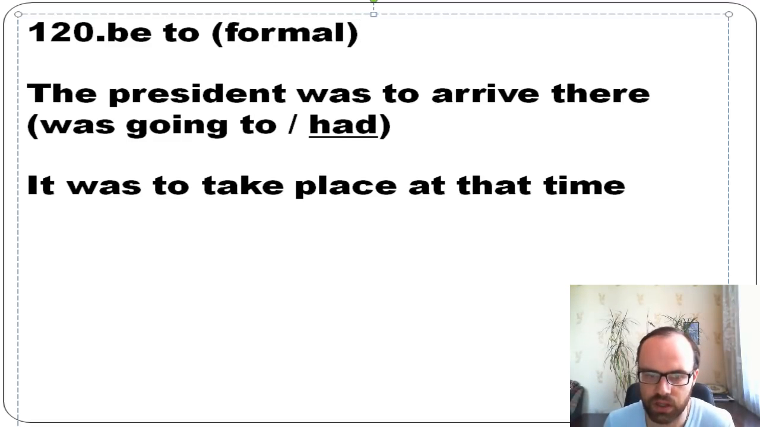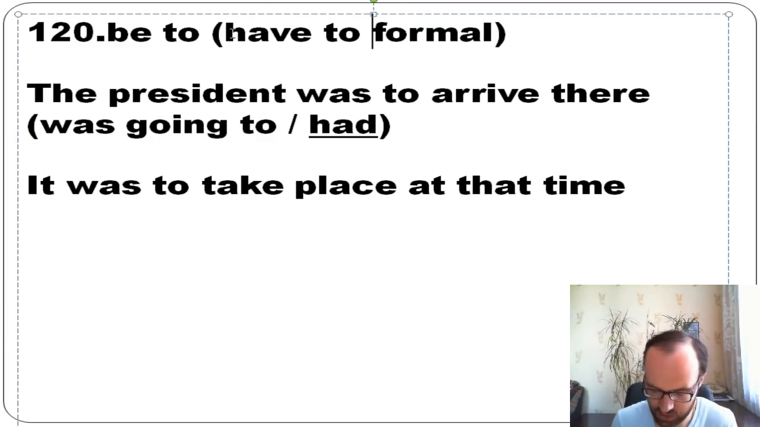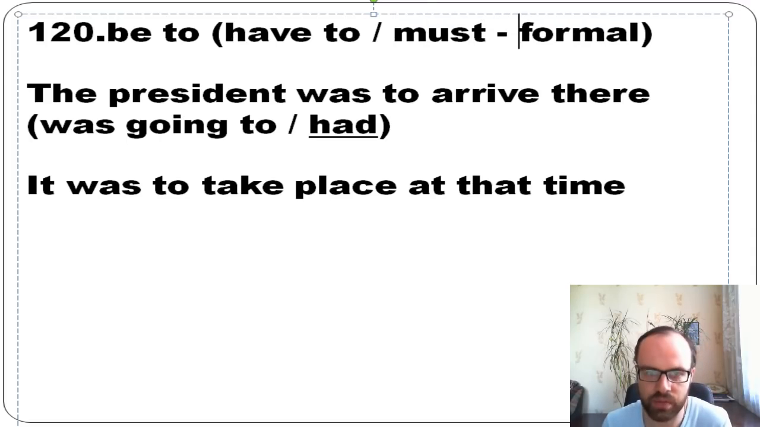Okay? It was to take place at that time. It means it's formal. It was going to take place, or it had to take place. But most people think that it's have to. It means have to or must, but formal.